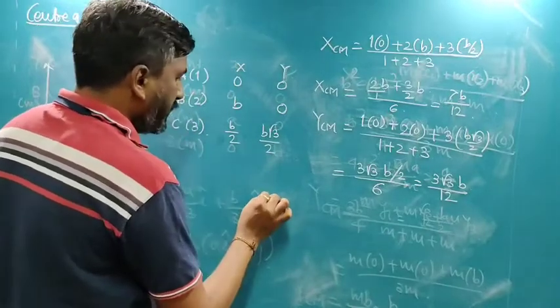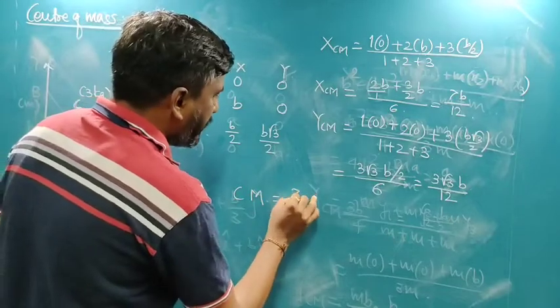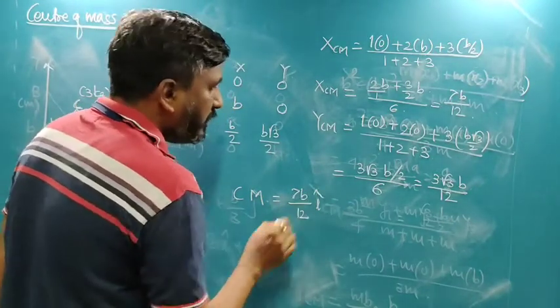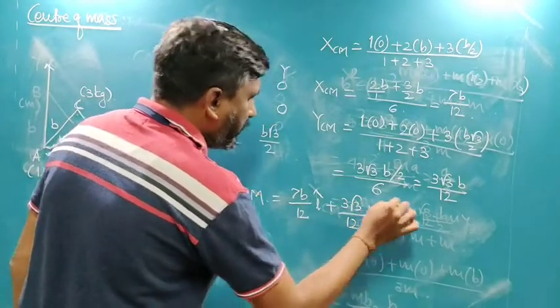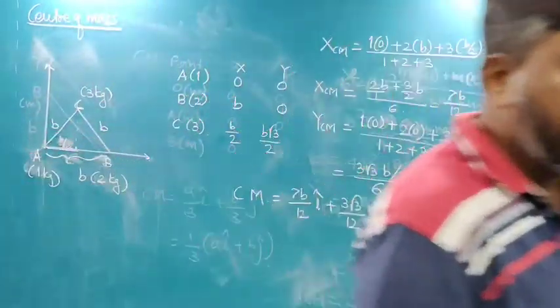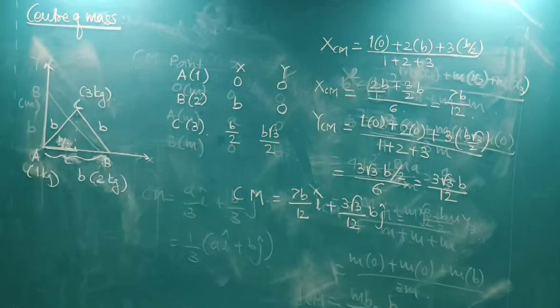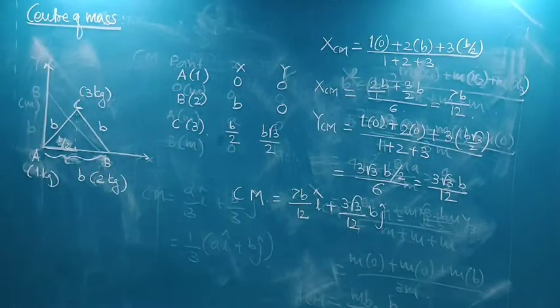So it's very simple. The center of mass coordinates are 7b divided by 12 along the x-axis, plus 3 root 3 by 12 b along the y-axis. So i cap is a unit vector along the x-axis and j cap is a unit vector along the y-axis. In this way, we can easily calculate the center of mass of this system. Your answer is 7b by 12 and 3 root 3 b by 12. That is the first option.